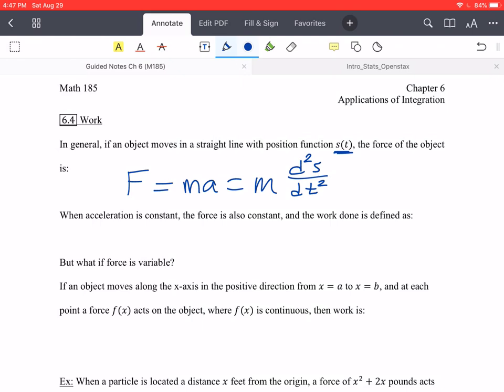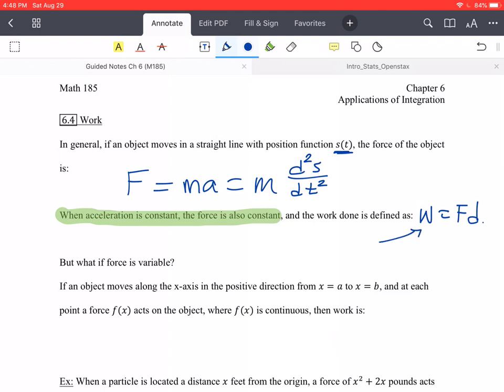When acceleration is constant, the force is also constant, right? Because mass is constant as well. The mass isn't going to change by applying force to it. And the work done is defined as W equals F times D.